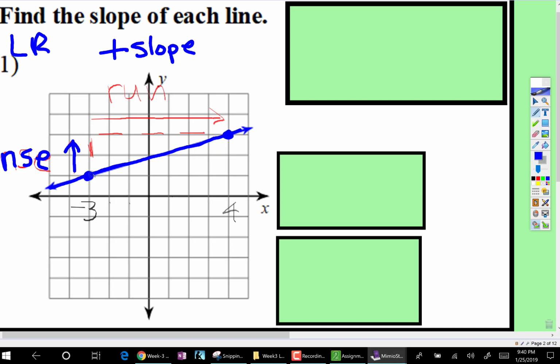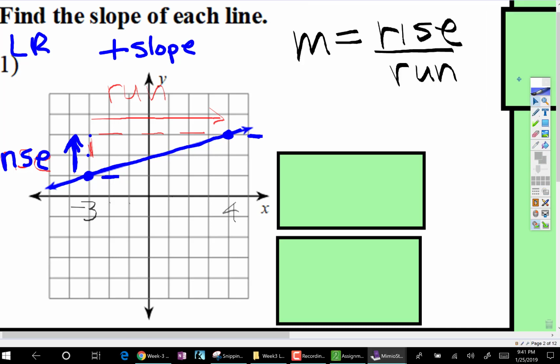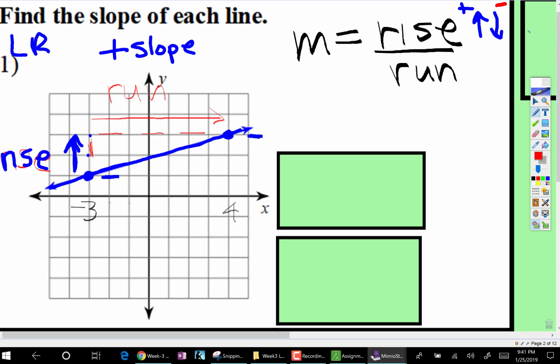From this point at this level up to this point at this level, how far did we go? We went up 1, 2. We went from here to here. That process is called rise over run: how far we go up or how far we go down. If we go up, it's positive. If you read left to right and you go down, that would be a negative slope.